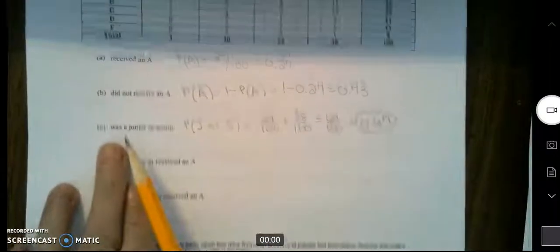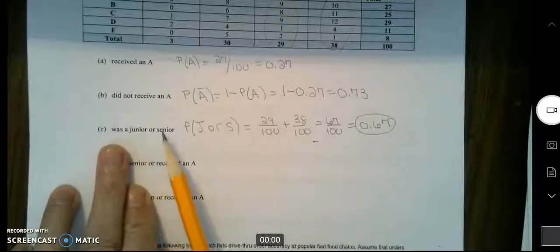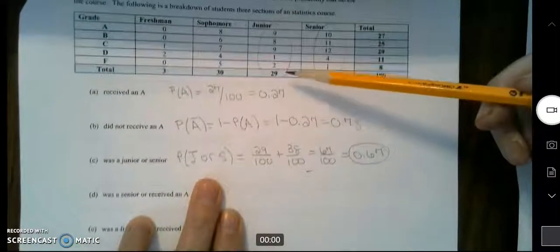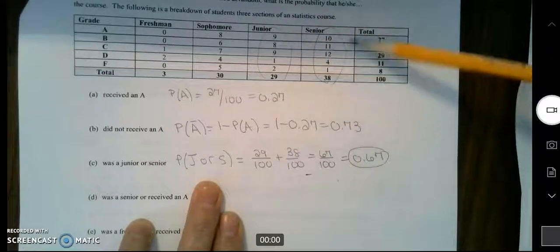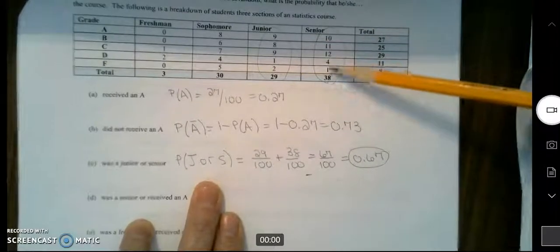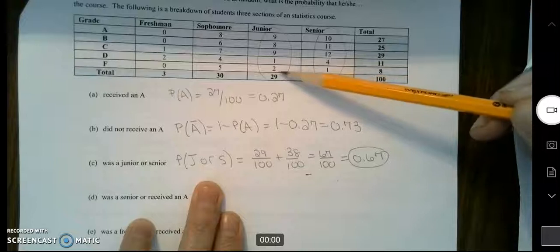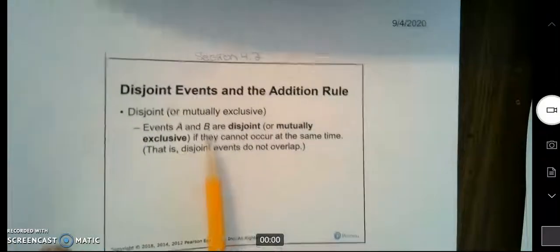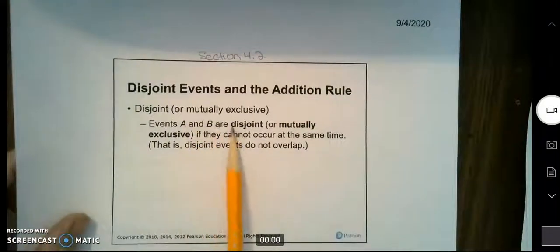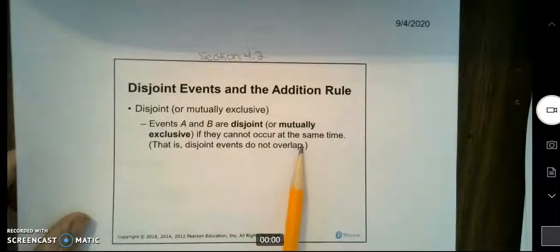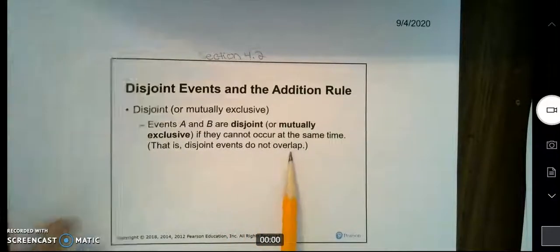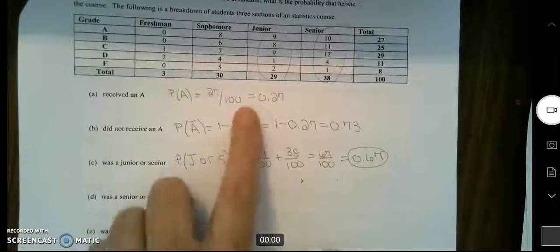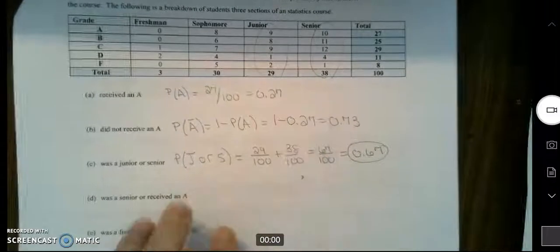The first example says, what is the probability of a junior or a senior? So I circle the juniors and I circle the seniors up here. Notice there's no overlap. When two events never overlap, they call them disjoint. So disjoint or mutually exclusive means they cannot occur at the same time. There's no overlap. So in other words, you can't be a junior and a senior at the same time.